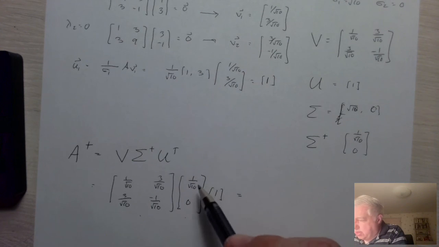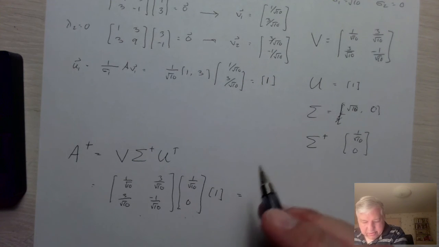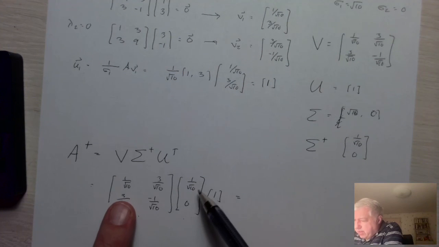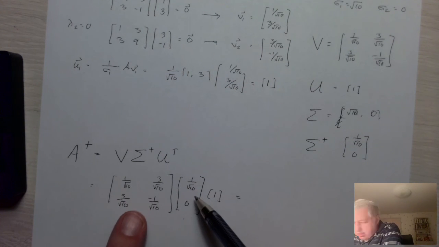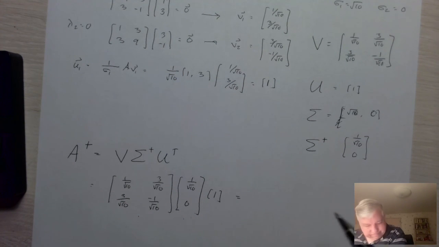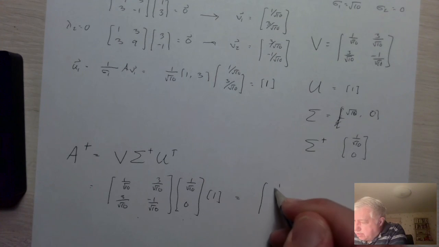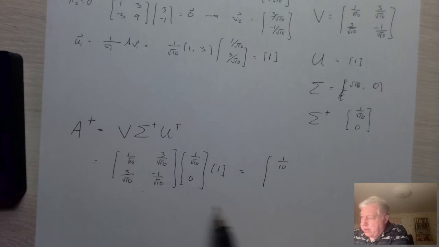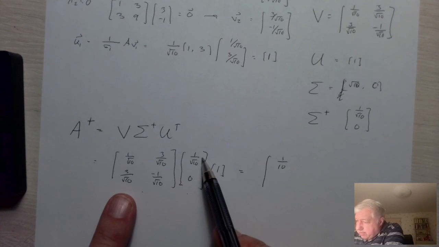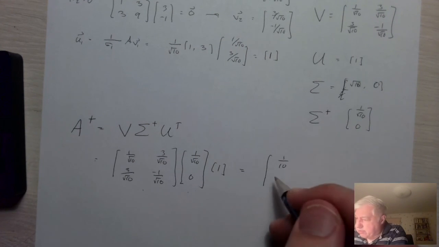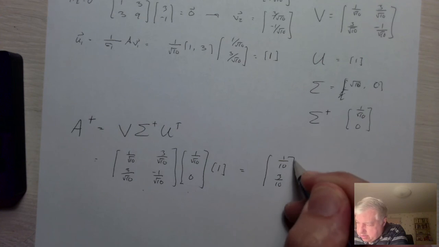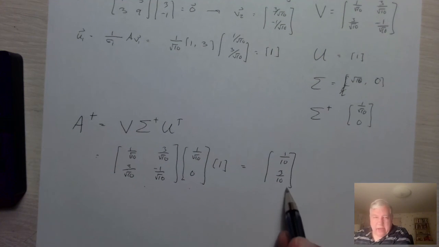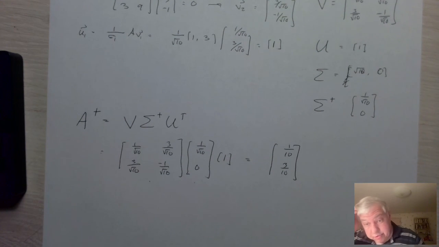If you multiply this out, this 1 doesn't really contribute anything. This is 1/10 plus 0. So this first entry will be 1/10, and then we have 3 over 10 plus 0, so that's 3 over 10. So 1/10, 3/10 is our pseudo-inverse.